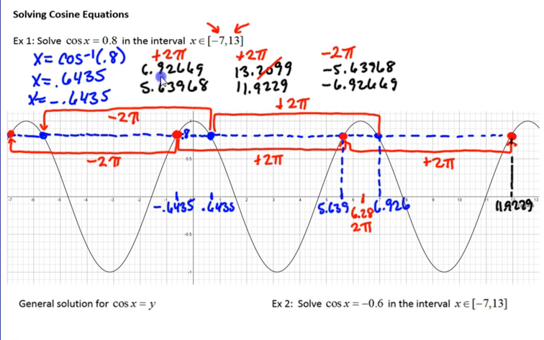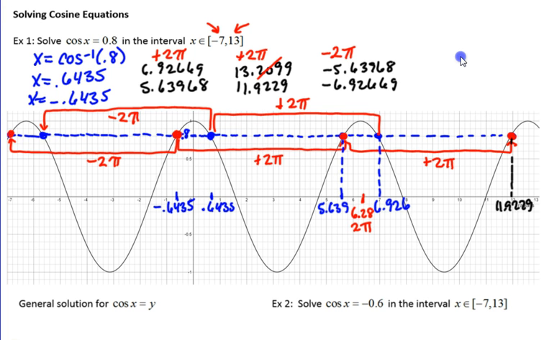Notice those are opposites of the two numbers I got when I added 2 pi, and that makes sense because if I add 2 pi to these two numbers, I get this cycle. If I subtract 2 pi, I get this cycle. And using symmetry, they should be the same distance from the center as each other.